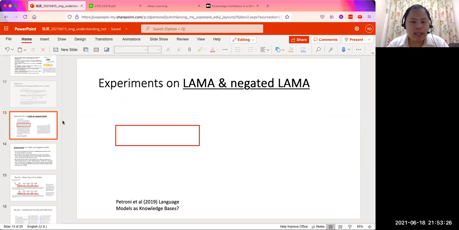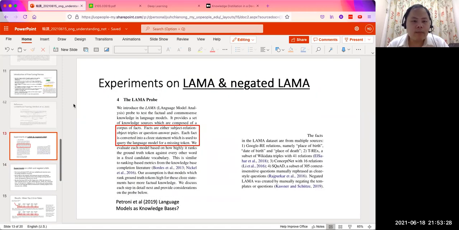In terms of the data set, they performed experiments, okay, to test what is the efficacy, how good, how accurate is this model, which by the way, they have named as BERT not, okay. So BERT not was actually, of course, fine-tuned, and then they perform experiments on LAMA and negated LAMA.